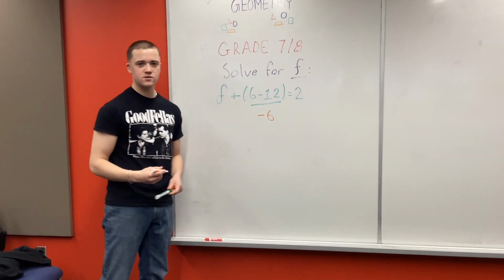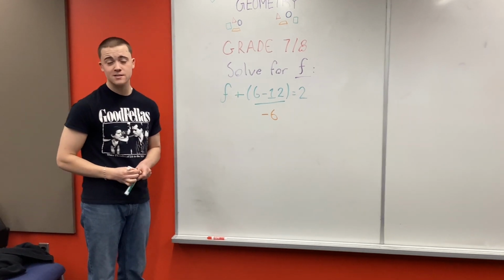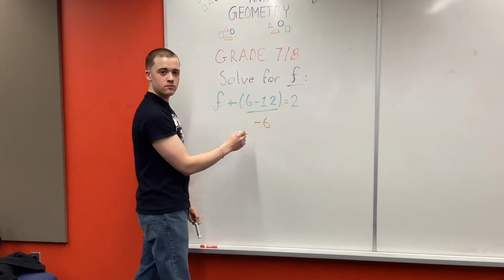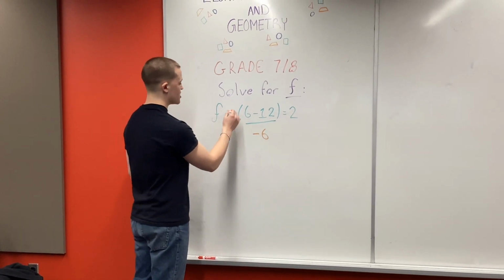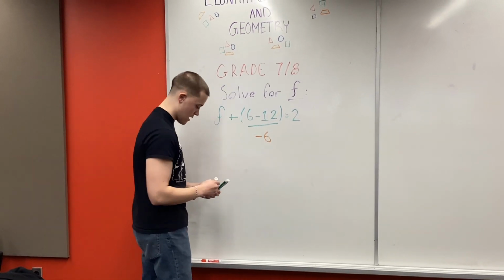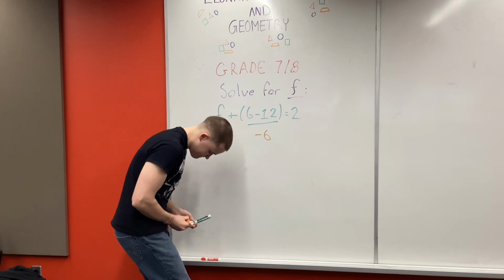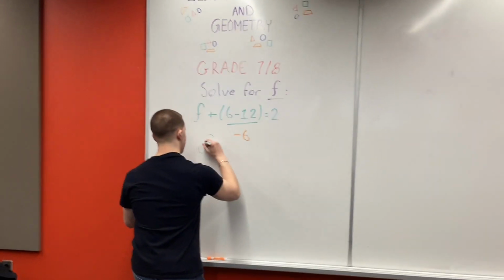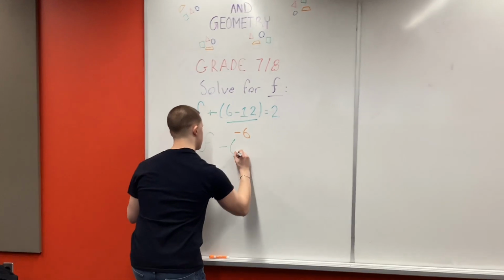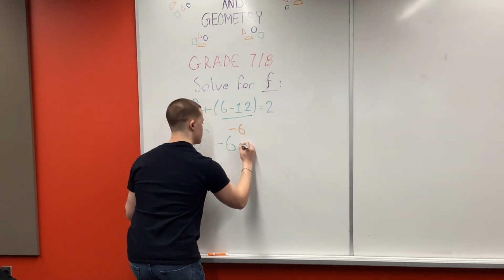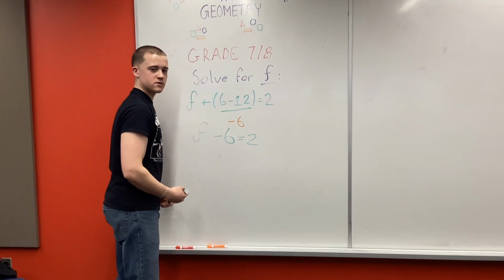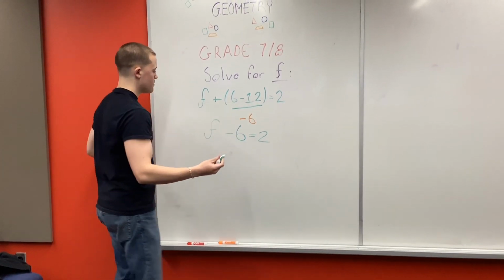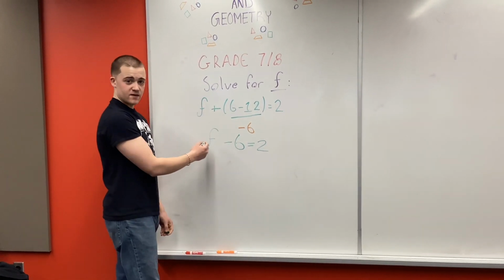However, also using those same rules of PEDMAS or BEDMAS, whoever taught it to you, it's the same thing. Whatever this value is, it changes the positive value. So now, the equation is now f minus 6 equals 2.